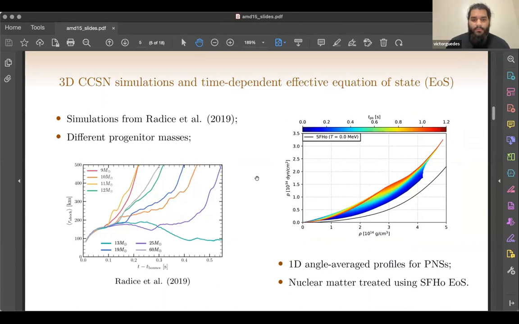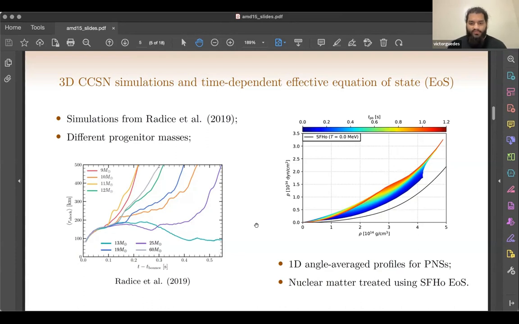So in order to model our protoneutron stars, we use results from 3D core collapse supernova simulations that were kindly provided by the Princeton group. We use the results of these simulations in order to extract the equation of state for each time slice. Here on the left, I'm showing a figure from their paper where they show the time evolution of the average shock radius for eight different progenitor masses. These are the models that we are considering here.